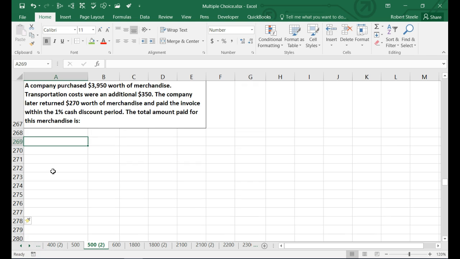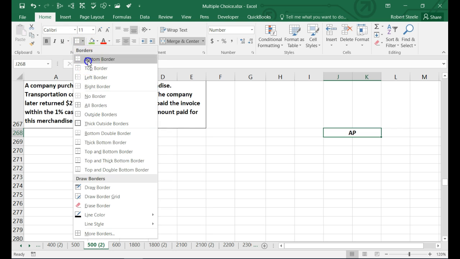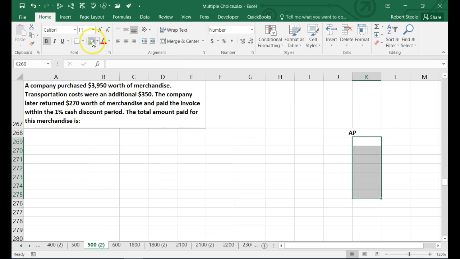Next one says that a company purchased 3950 worth of merchandise. Transportation costs were an additional 350. The company later returned 270 worth of merchandise and paid the invoice within the 1% cash discount period. The total amount paid for the merchandise is what? So in this case, once again, we're going to be tracking the AP. So I'm just going to make a T account for accounts payable over here and track that as we go. So I'm going to put an underline here and we'll put a line there completing the T.